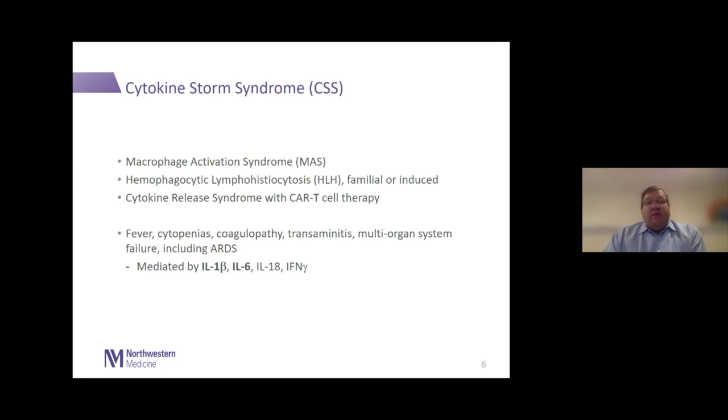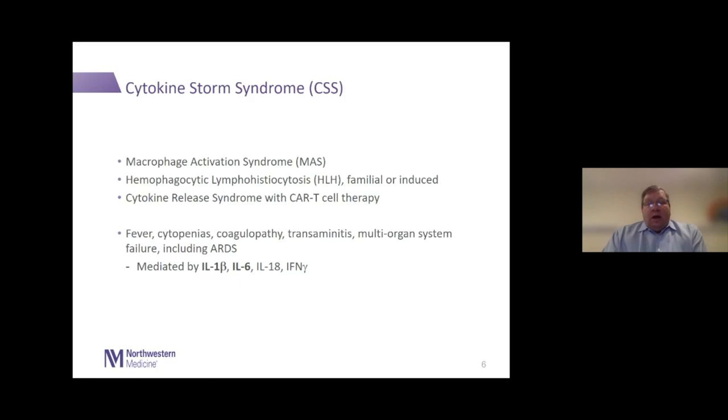And then we have the cytokine release syndrome that's been seen with CAR T cell therapy and malignancy. They all share a number of features, but fundamentally, all of these are variations on a theme in which there is an unregulated and dysregulated overactivation of the immune system. Symptomatically, all of these different syndromes share fever, cytopenias, coagulopathies, transaminitis, multi-organ system failure, including ARDS, and I think all of us will recognize many of those as features of the COVID-19 infection, some of which we'll talk about today.